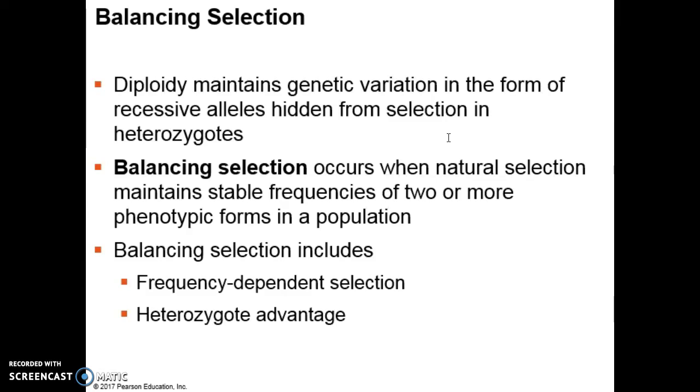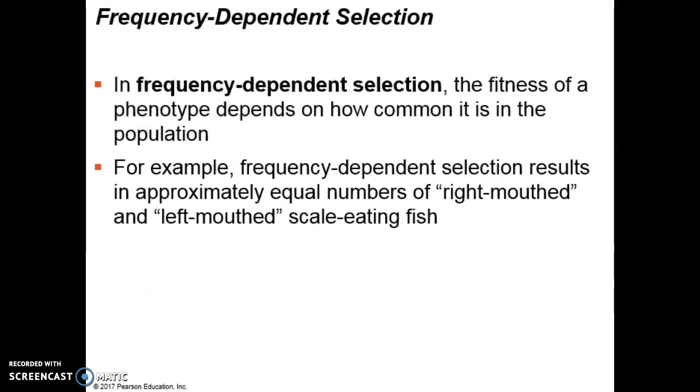So balancing selection is essentially where we're going to have stability. Think of stabilizing selection. That's sort of the idea that we're talking about here. Frequency dependent selection and heterozygote advantage are two things that we're going to talk about on upcoming slides. So here's frequency dependent. It's essentially the fitness of the phenotype depends on how common it is.